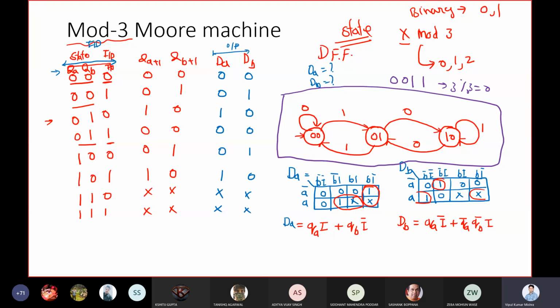Got it? Any doubt, guys? Anyone? Sir, how can this input be given in the circuit?